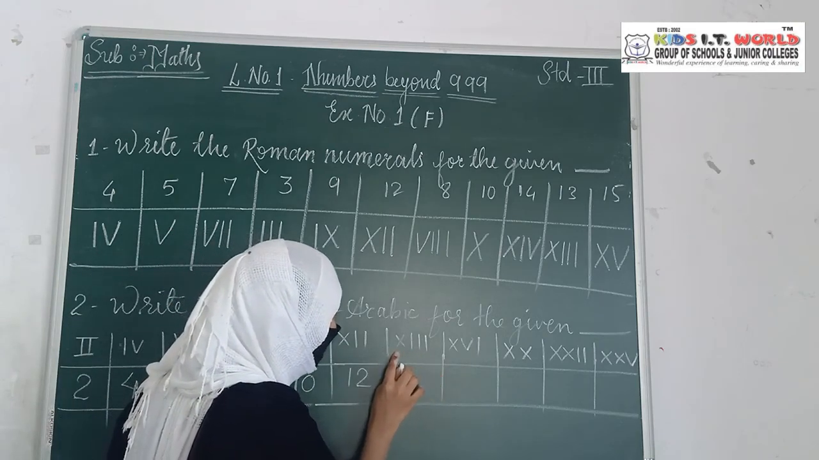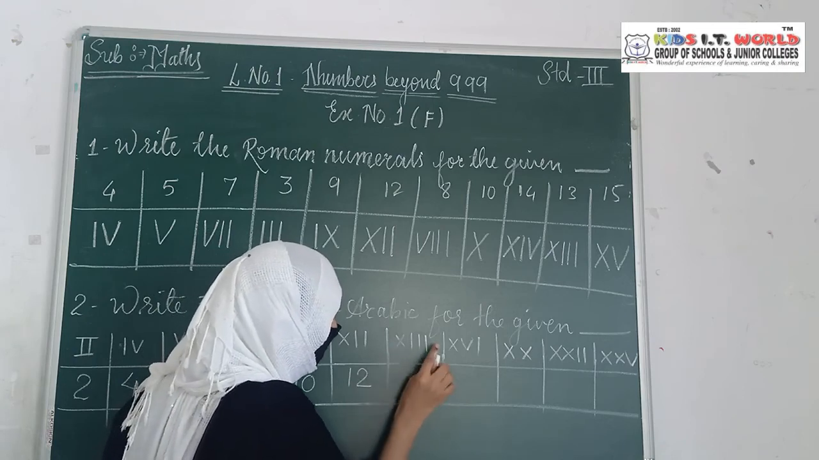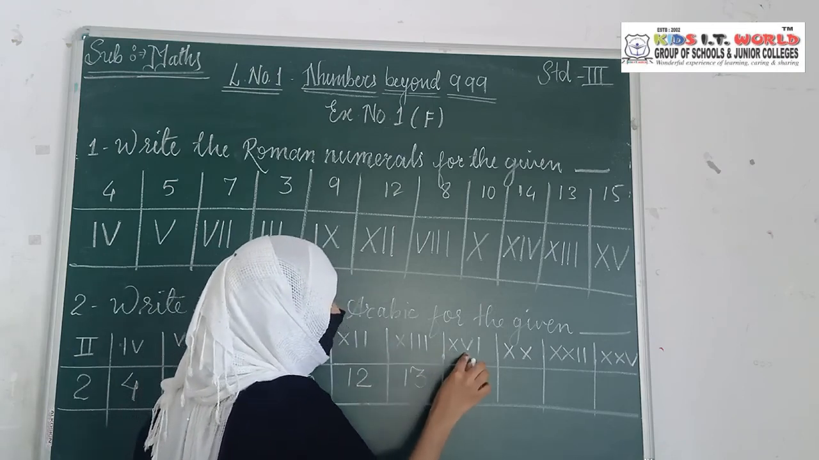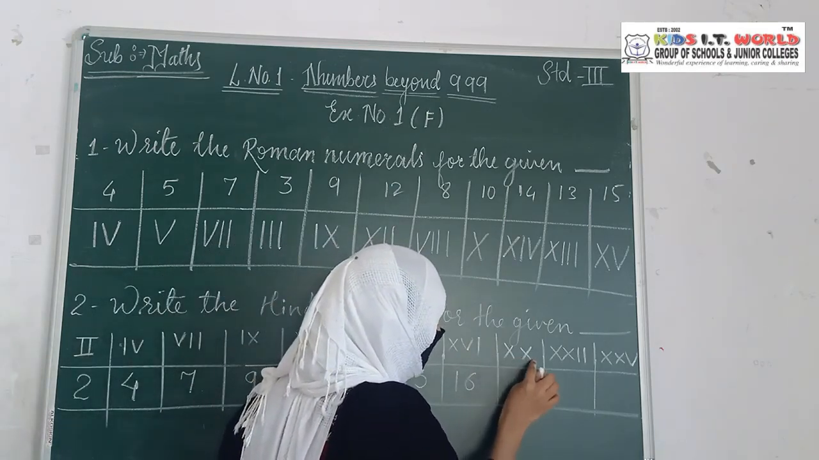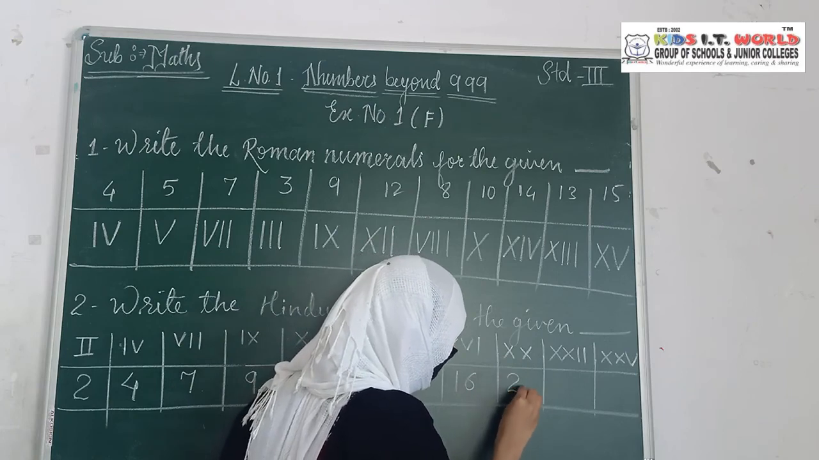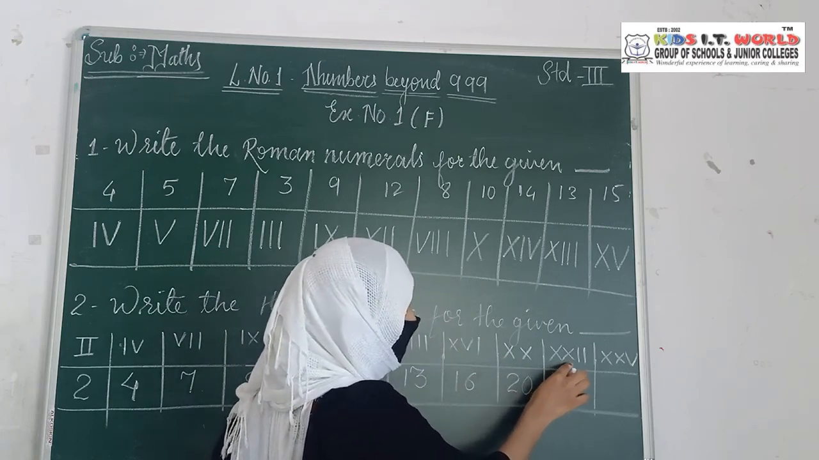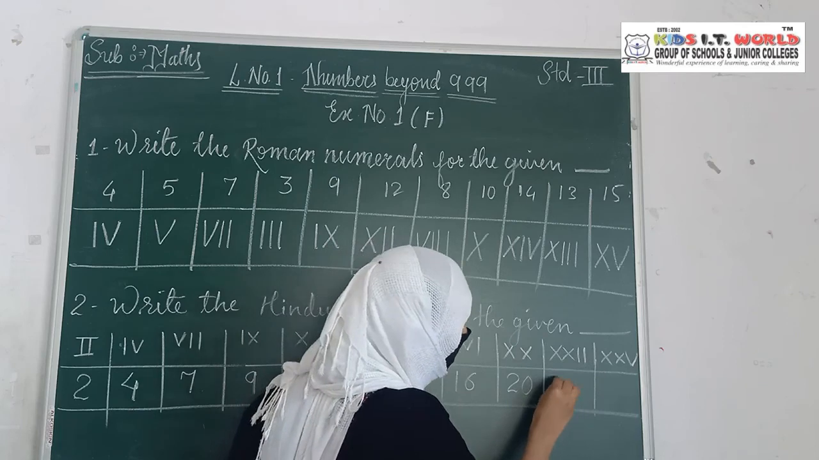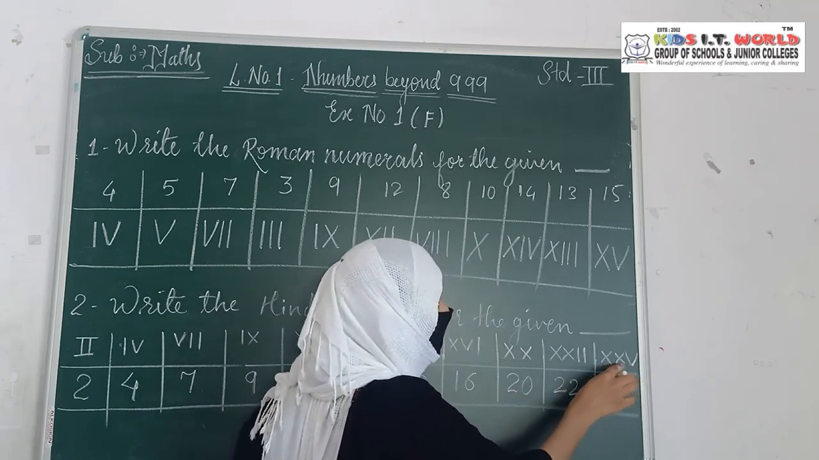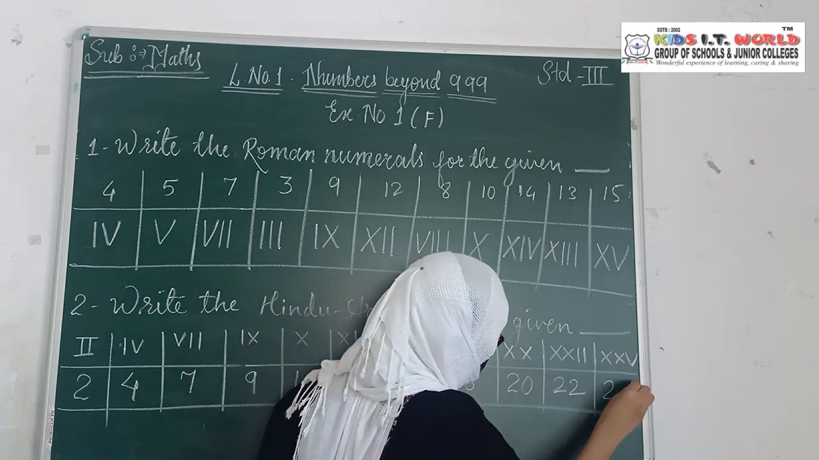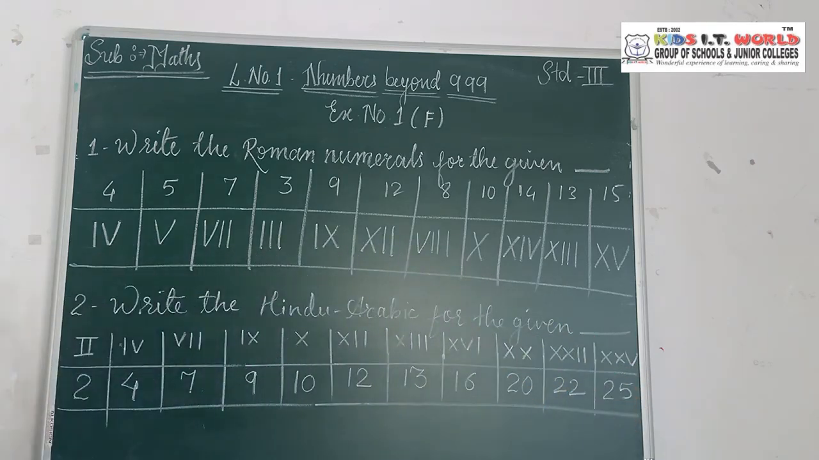X, triple I means 10 plus 3, 13. X, V, I is 16. Double X means 10 plus 10, 20. Here double X means 20 and this, double X, double I, is 22. X, X, V: double 10 means 20 and this V is 5. So it is 25. In this way, you have to convert the Roman numerals into the given Hindu Arabic numerals, and how to convert the Hindu Arabic into the Roman numerals.